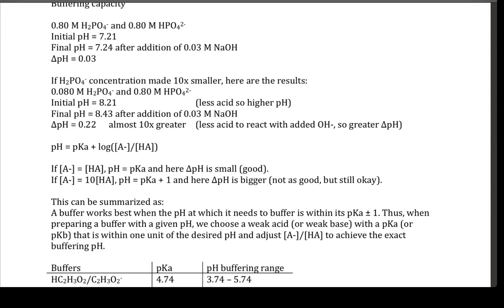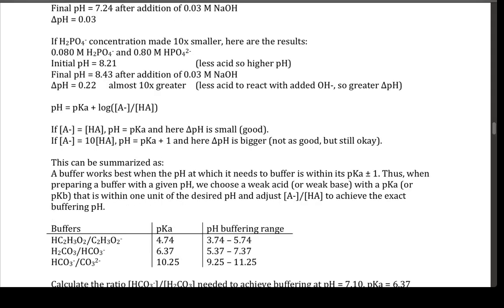Looking at our Henderson-Hasselbalch equation, which is pH equals pKa plus the log of A minus over HA, if A minus equals HA, that's our buffer number 1 situation. Then the pH equals pKa, and here the change in pH is small. That's very good because that means that that buffer can withstand added acid or added base well.